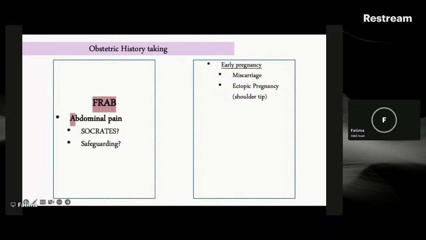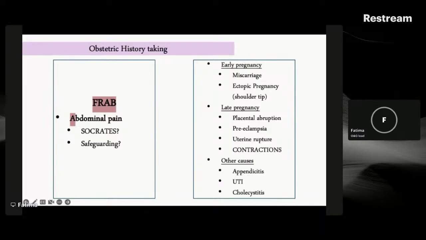Causes of abdominal pain. If it's an early pregnancy, we're thinking, is it a miscarriage or is it an ectopic pregnancy? And with ectopic pregnancy, you might even get pain in the shoulder. In late pregnancy, we're thinking about placental abruption, preeclampsia, rupture of the uterus, or even it could just be contractions. And then other causes can include appendicitis, a UTI, or cholecystitis, so non-obstetric, non-gynecological causes.